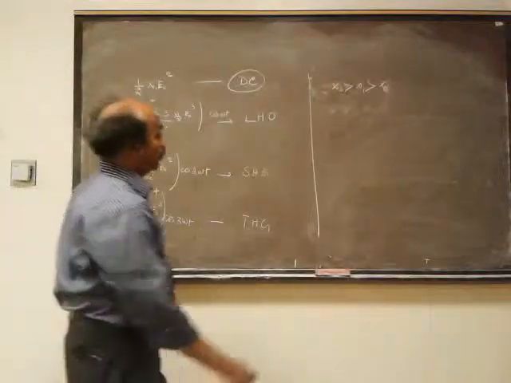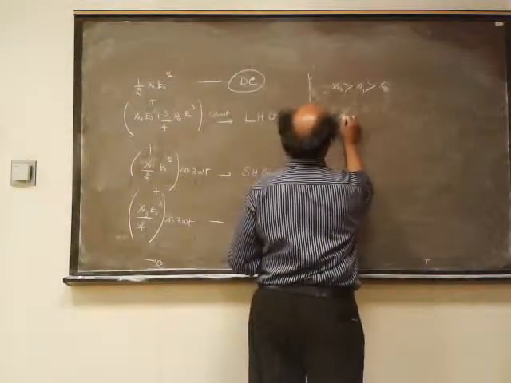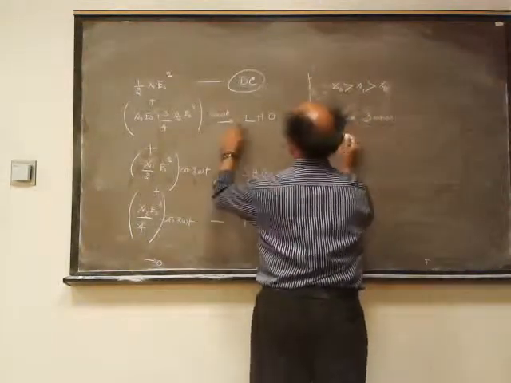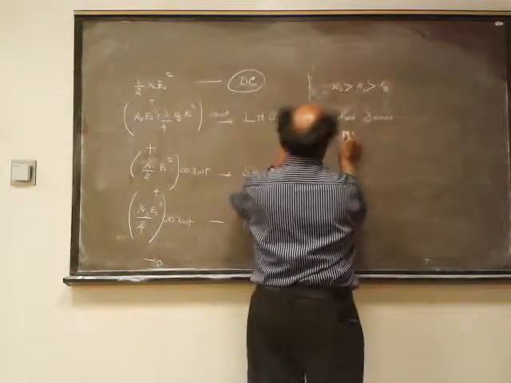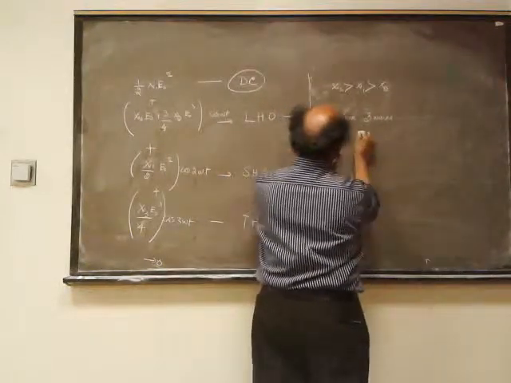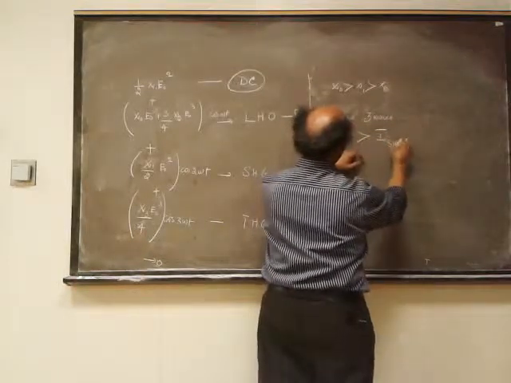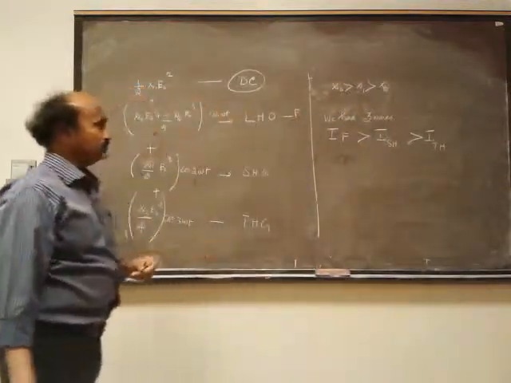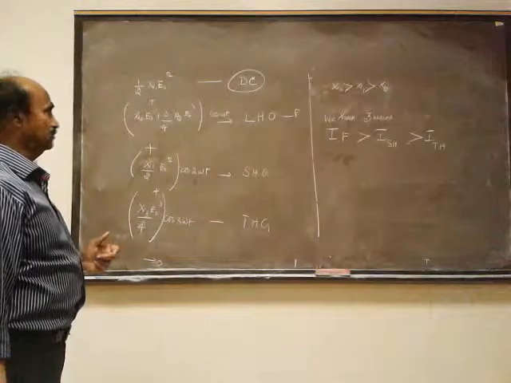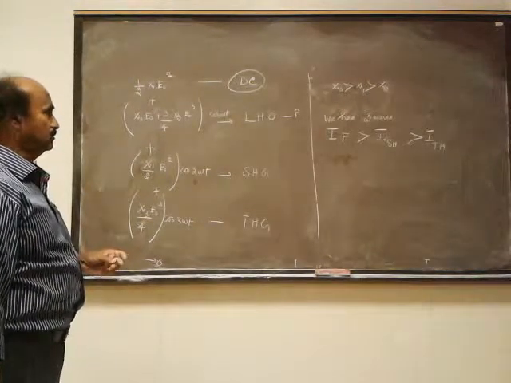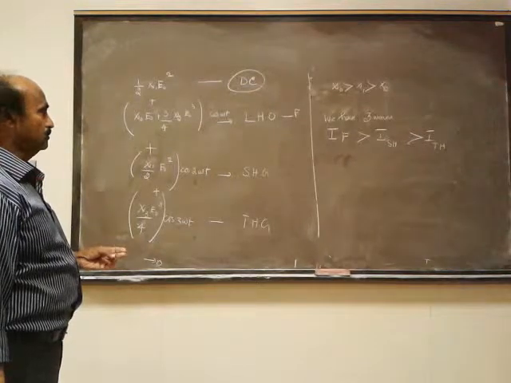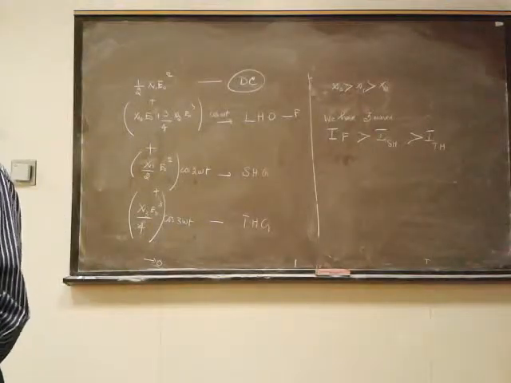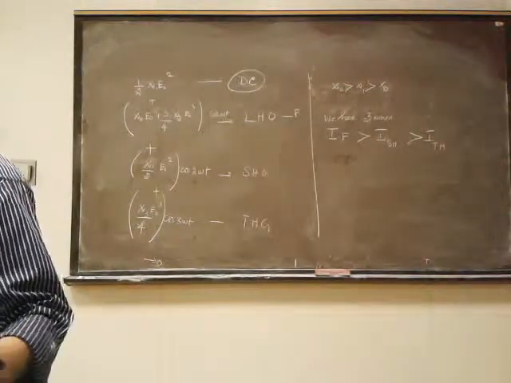That's all. So, we have 3 waves now. This is called the fundamental. The intensity of the fundamental is greater than the intensity of the second harmonic, greater than the intensity of the third harmonic. This can be pictured in the following fashion.